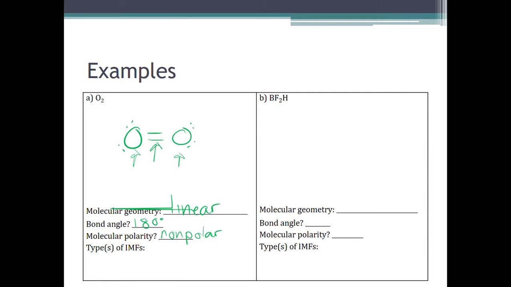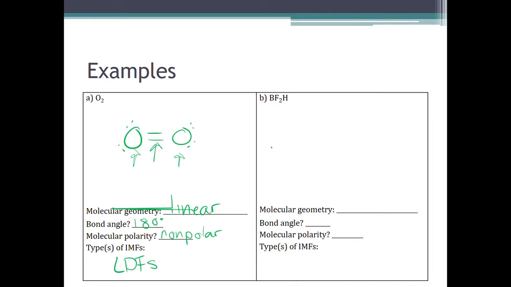Since it is nonpolar, the only types of IMFs it can have are dispersion forces, LDFs, van der Waals. Again, all the same versions of the same thing. That's all it can have. You cannot have dipole-dipole if you are not polar, and you definitely can't have hydrogen bonding. All right, let's take a look at our next one here.